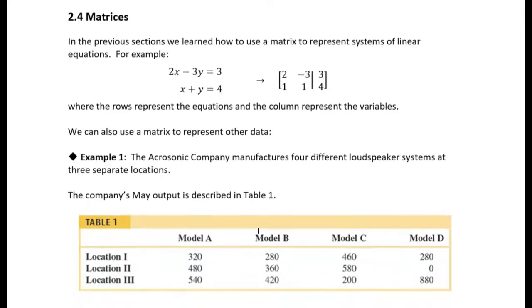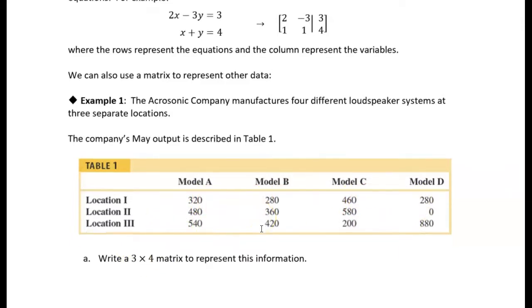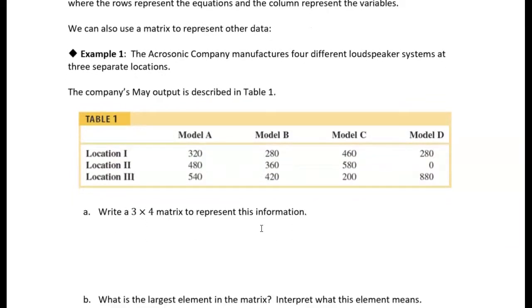In example 1, we're basically given a table of information about the May output for Acrosonics loudspeakers. So we have 4 different models produced at 3 different locations. And we're given the number of each model of loudspeaker that's produced at each location. So we've got this whole array of information. And the first thing we're asked is to write a 3x4 matrix to represent this information.